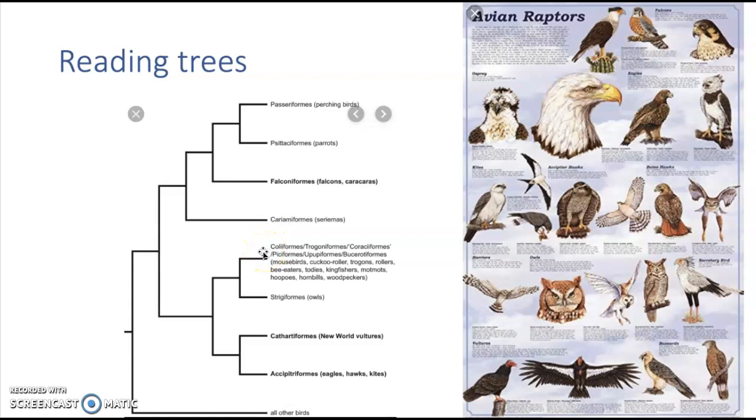and then the group that includes woodpeckers and cuckoos and kingfishers and hornbills. In fact, all of these things are more closely related to owls than owls are to these other birds of prey. Up here, we've got falcons and caracaras. Falcons and caracaras actually are more closely related to songbirds and parrots than they are to any of these other ones.